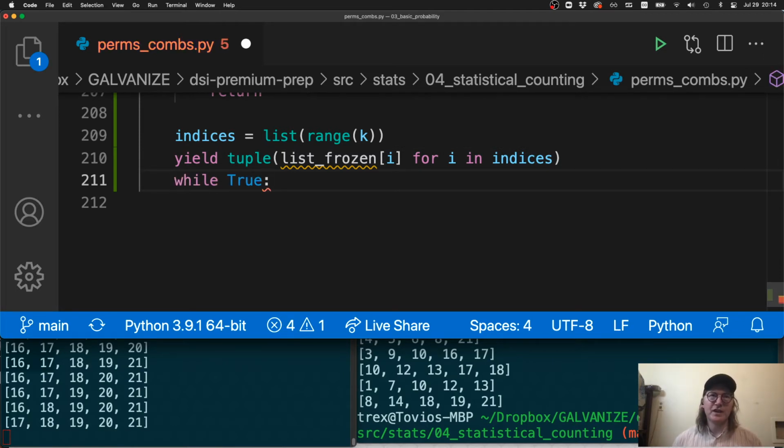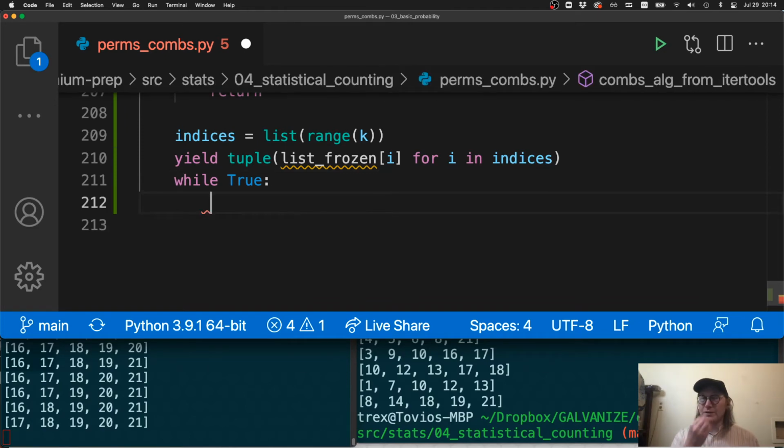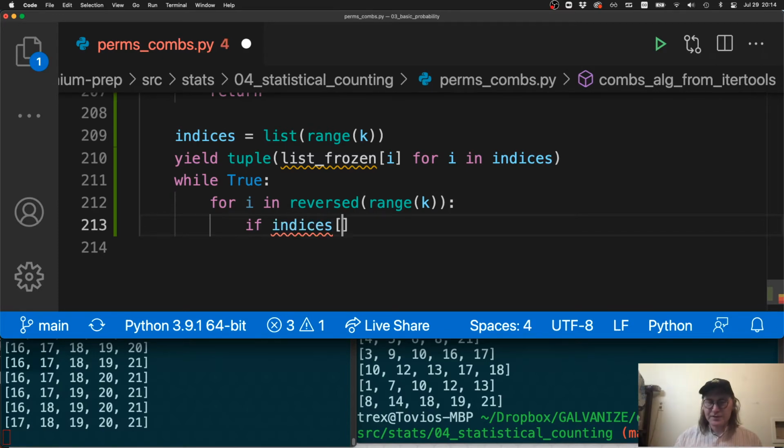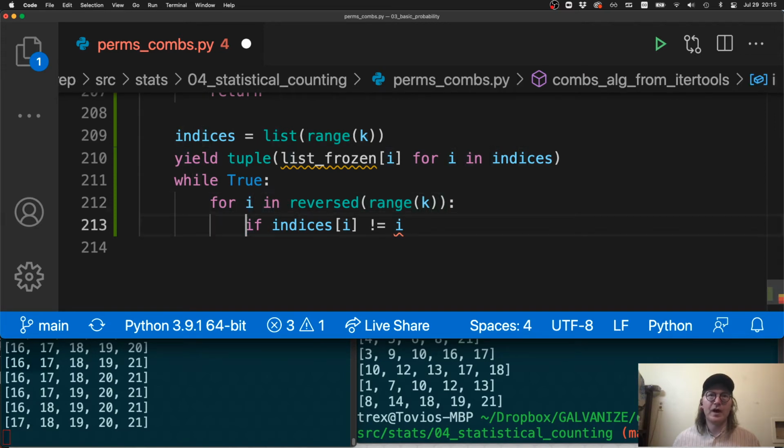And then I'm going to do this thing called while true. You know, one of the scariest things in programming is the while true. But it's okay. We'll break out of it. We're going to have some sort of fault in here that allows it to break. And then I'm going to reverse the range of k. And if indices sub I is not equal to I plus n minus k. So think about this. The reversed range of k, if k is 6, is going to start at 5. Okay, I is going to be 5.